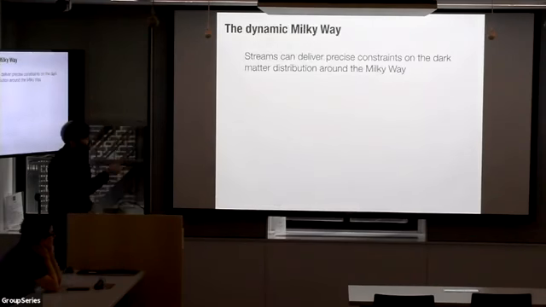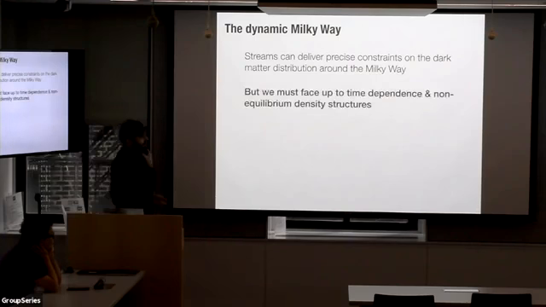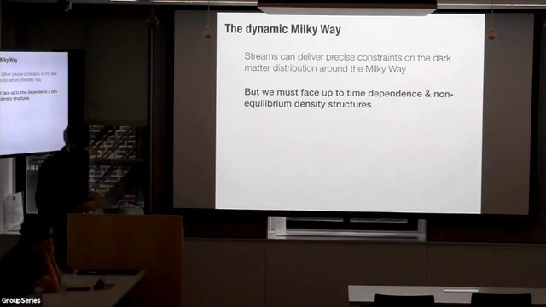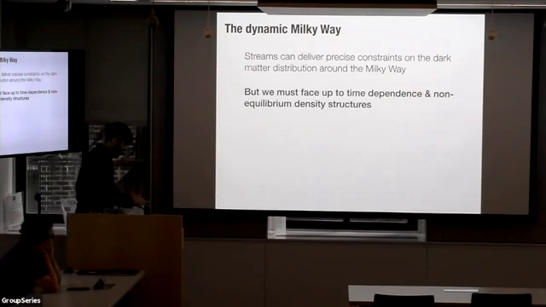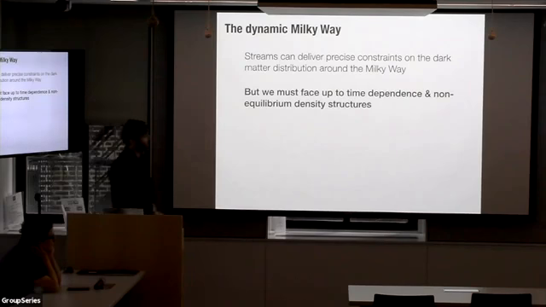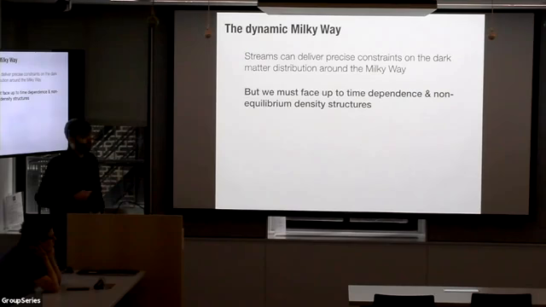So while I showed that streams can in principle deliver very precise constraints on the dark matter distribution, at least in the context of the toy models that I showed before, that was all a joke in the sense that we know things are much more complex. We see time dependence in the inner parts of the galaxy. We see perturbations from satellites in the outer part of the galaxy. So if we want to actually make progress on this, we really need to face up to including time dependence and non-equilibrium structures into the modeling that we're doing.